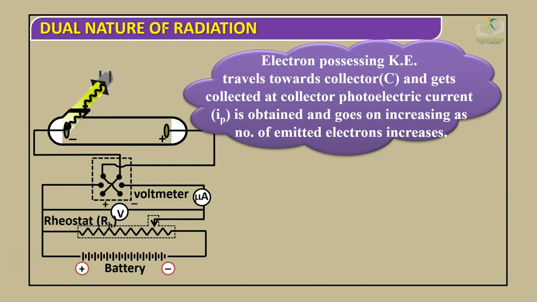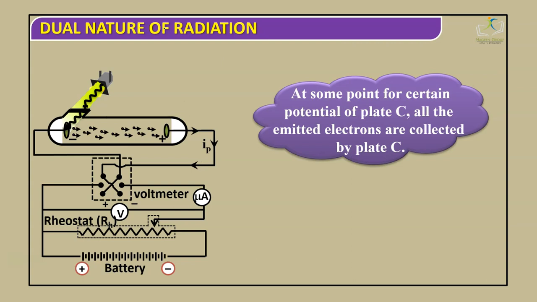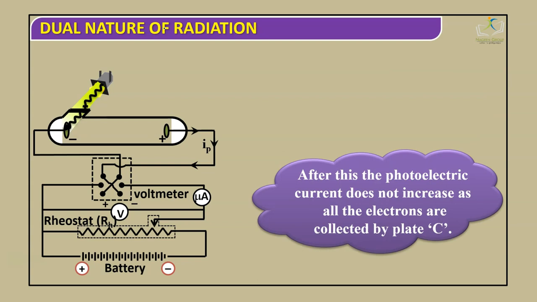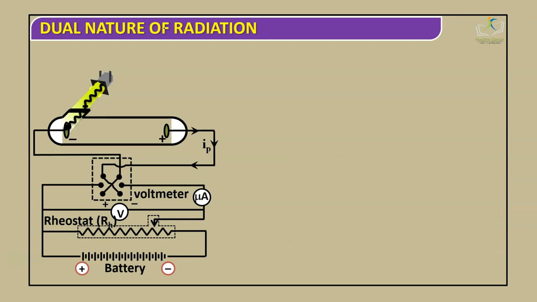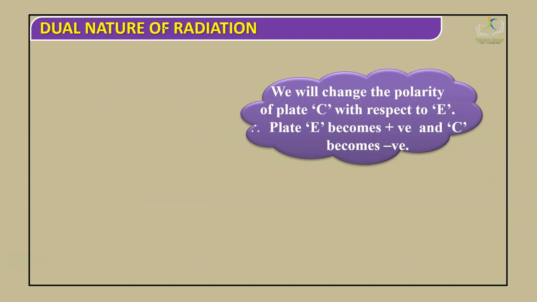and gets collected at the collector. Photoelectric current IP is obtained and goes on increasing as the number of emitted electrons not yet collected decreases. At some point, for a certain potential of the plate C, all the emitted electrons are collected by plate C. After this, the photoelectric current does not increase as all electrons are collected by plate C. This current is a maximum and its value is called the saturation current or photoelectric effect current.